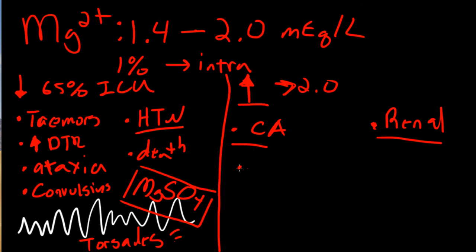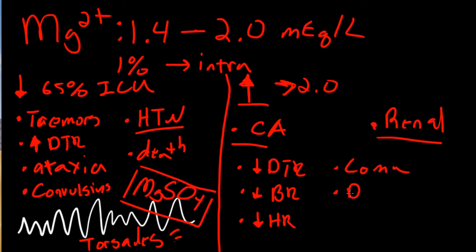With that said, you'll basically experience the opposite of hypomagnesemia. So you'll have decreased DTR. You'll also have hypotension, so decreased blood pressure. You'll also have some bradycardia, decreased heart rate, not R, heart rate, HR, okay? And coma and death can result as far as mental status changes, all right?